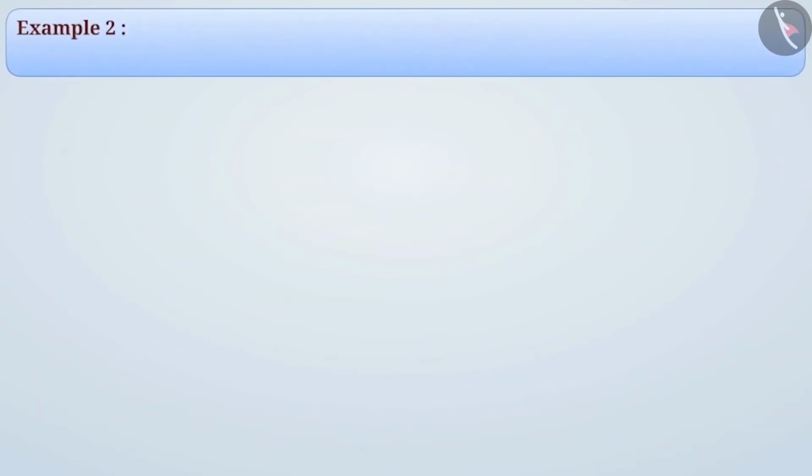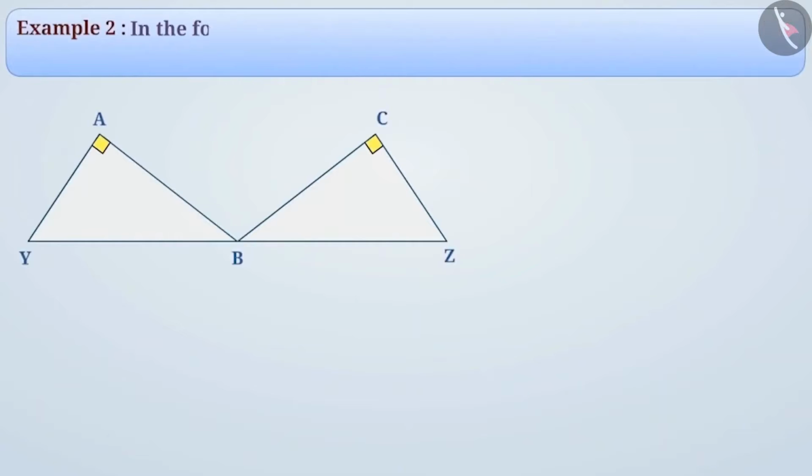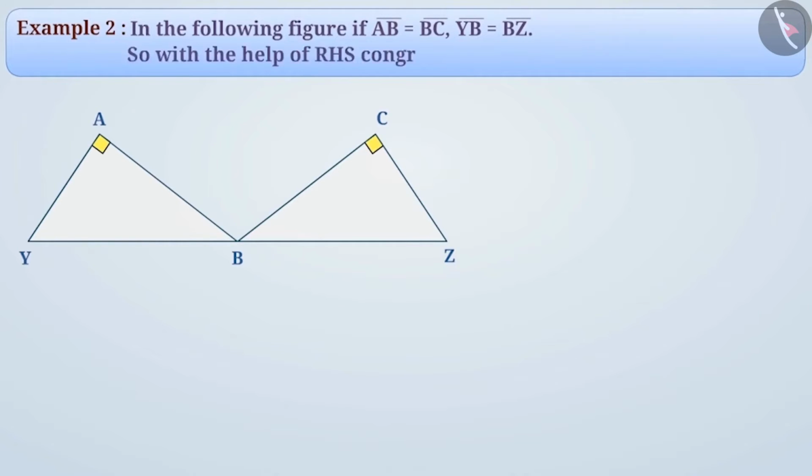Next example. In the following figure, if AB is equal to BC and YB is equal to BZ, then with the help of the RHS congruency theorem, verify that angle Y is equal to angle Z by looking at the given figure and reading the question properly. We get the following information.